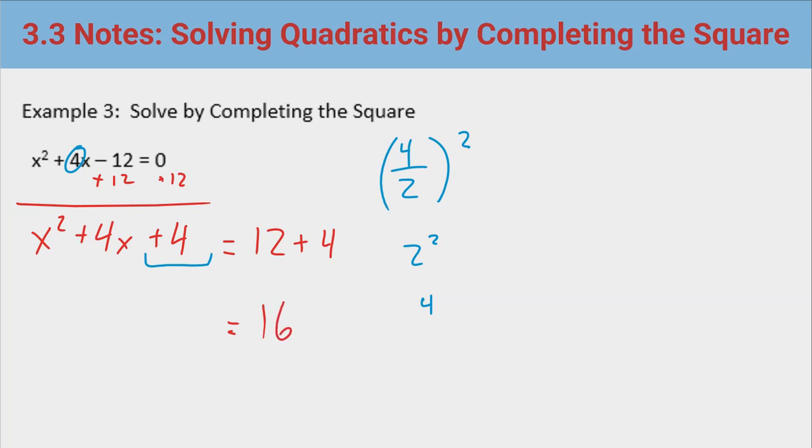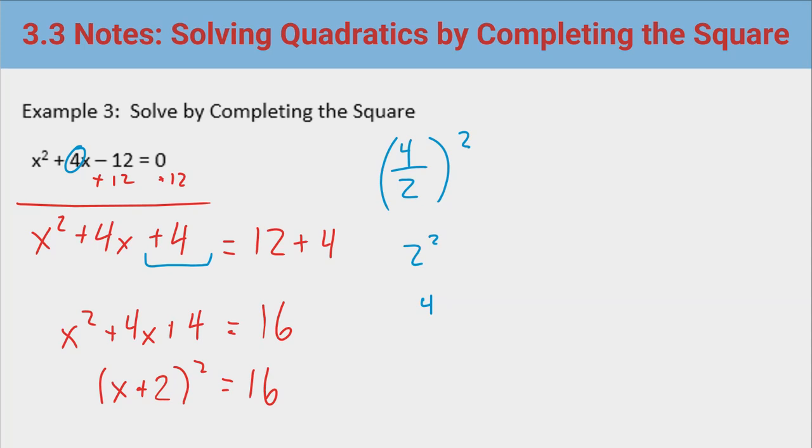So I'm going to simplify the right side. 12 plus 4, 16. And now I have a perfect square on the left side. x squared plus 4x plus 4. You may not write down that step because you may notice right here I can factor this by saying x plus 2 squared, right? Because that was our goal all along, was to make this a perfect square on the left side. So I have x plus 2 all squared equals 16.